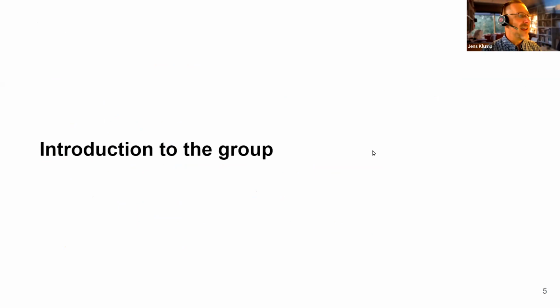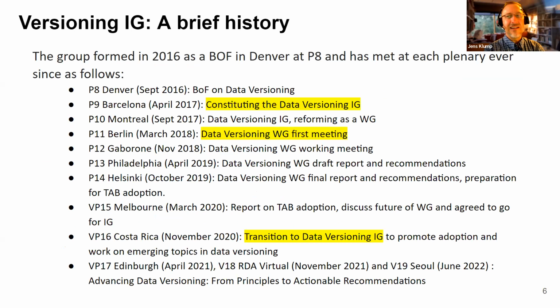So the group has been around for a while. We started at P8 in Denver in 2016 with the Birds of a Feather meeting on data versioning to find out whether there's demand and whether there's enough interest, which was quite clear. So at the next meeting in Barcelona, we constituted the data versioning interest group, which quickly formed into a working group. And for those not familiar with the inner workings of the Research Data Alliance, an interest group follows a topic as long as there's interest, but the working group has a work plan that they then need to execute within 1.5 years, 18 months, and present a report. So this is what we did.